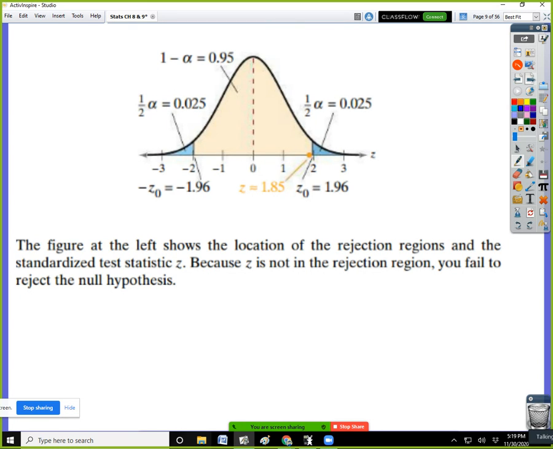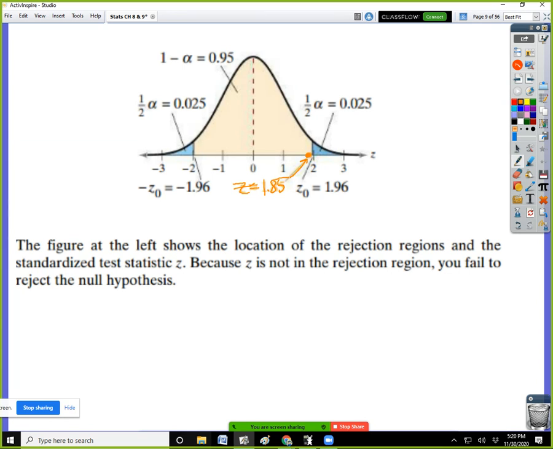Okay, so their drawing is a little nicer than mine. Let me see if I can make this so you can read it. Make that a little smaller. And then they point up here and there's a little orange dot. So it's just a little bit off. So Z is not in the rejection region. You fail to reject the null hypothesis, which means that we cannot support their claim of it being different. Does that make sense?